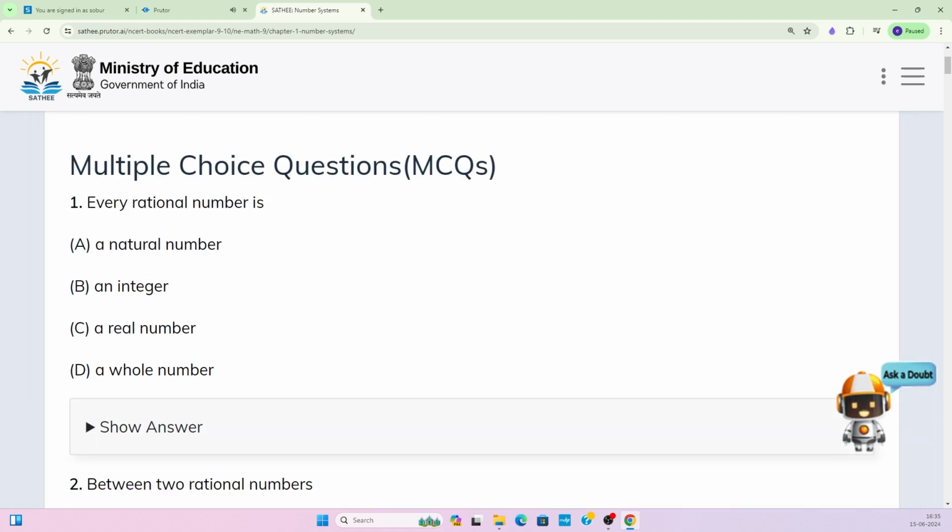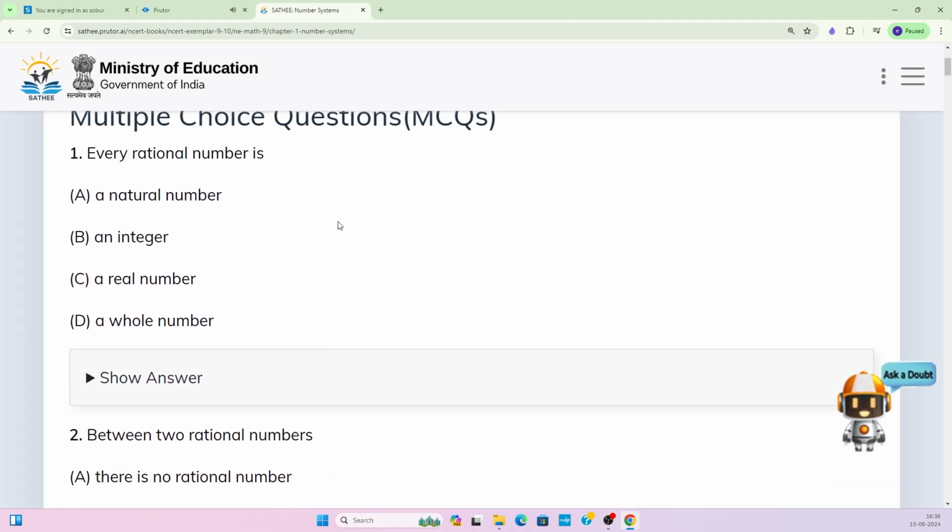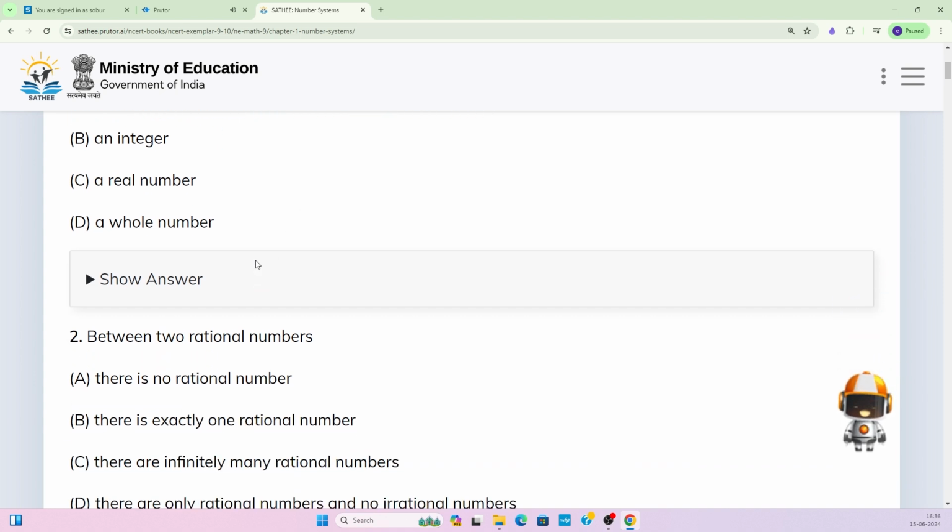So here in question number 1, we have this question: every rational number is what? Here we have been given 4 options. Among these 4 options, we have to find which option is correct. So let us see the answer.